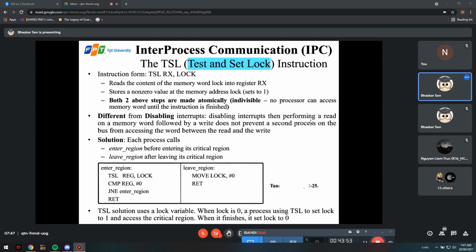That is TSL. Test and set lock. Very, very important concept from your exam's point of view. So what is a TSL? In the TSL concept, it was actually proposed in Peterson's solution, and then it was implemented towards the end in a more sophisticated way. Of course, we'll see it in a minute. But let's try to understand what's happening with the TSL.